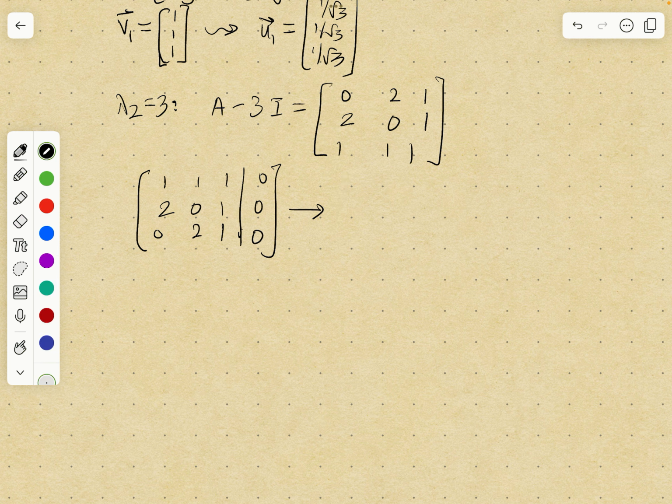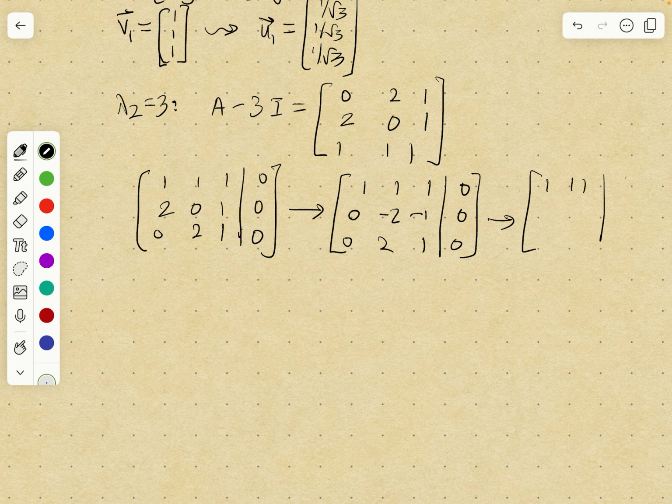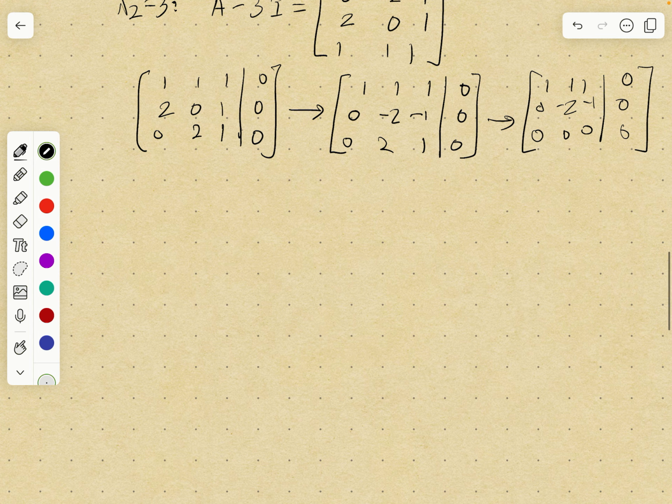So we just do row 2 minus 2 row 1, which turns into the new row 2. So it's going to be 0, negative 2, negative 1, 0, 0, 2, 1, 0, and good. Our last row is, in fact, going to be a row of zeros, which is exactly what we want. That's what it should be, because we know that our solution space is one-dimensional. Okay, so now we have this.